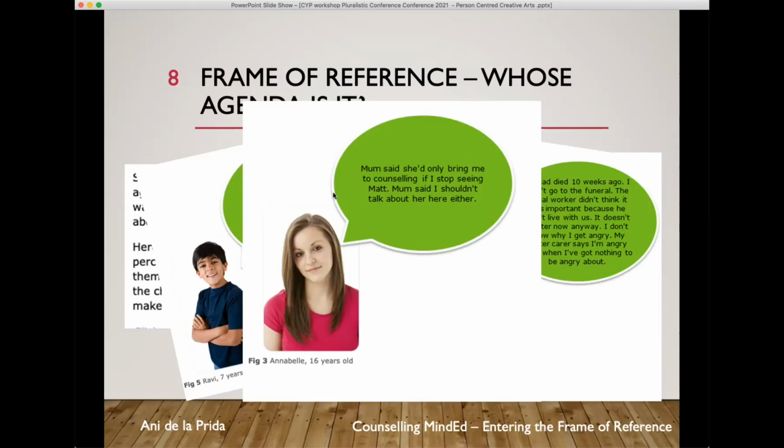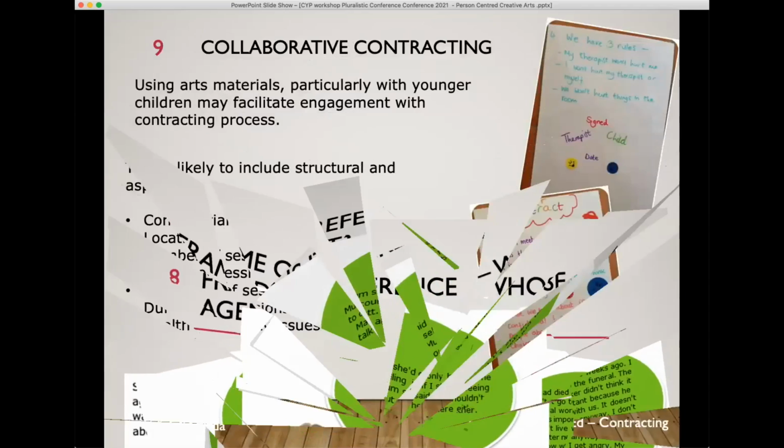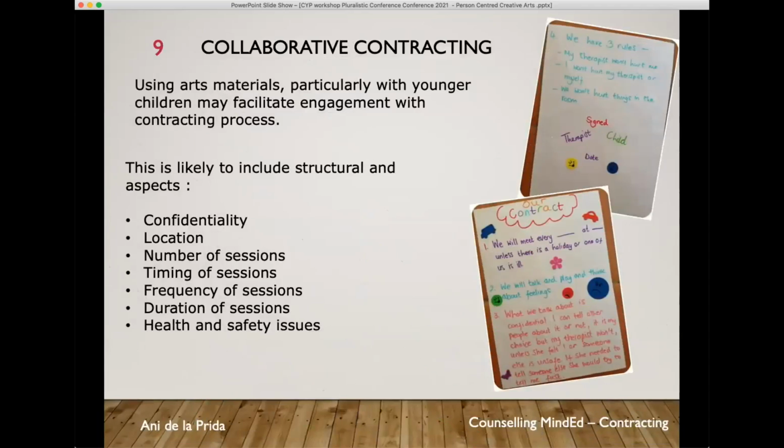So when we come to look at collaborative contracting, using art materials is just a really helpful way. It can really facilitate, particularly with a younger child. And collaborative contracting, the contracting process probably will start with structural aspects such as things like confidentiality, location, number of sessions, timing, duration. How much of that would you think is negotiable? Let's say with a 15-year-old. Is any of that negotiable, the 15-year-old, would you say?